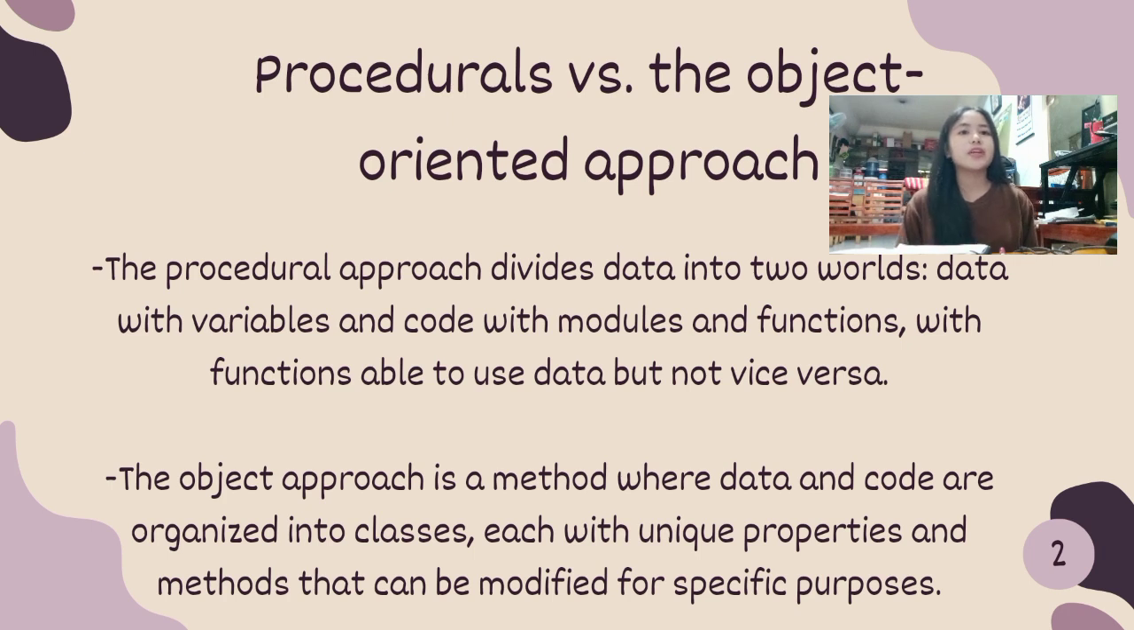The procedural approach divides data and code into two worlds: data with variables, and code with modules and functions, with functions able to use data but not vice versa. The object approach is a method where the data and code are organized into classes, with properties and methods that can be modified for specific purposes.